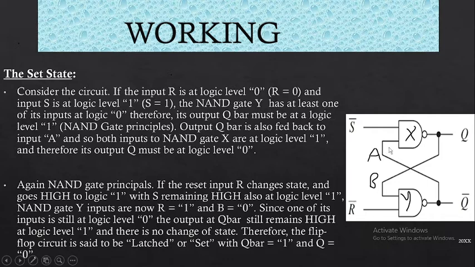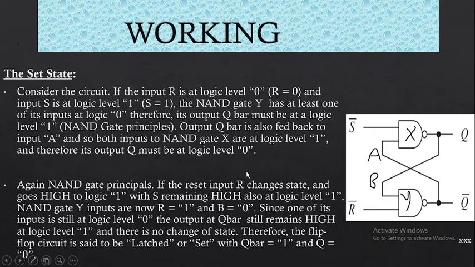and input A is the input to the NAND gate X. We know that Q bar is 1, so A also becomes 1. So here A is 1 and S is also 1. For the NAND gate X, both the inputs are high, that is, level 1. According to the NAND gate logic, the output comes out to be 0. So here Q bar becomes 1 and Q becomes 0. This was case number 1.